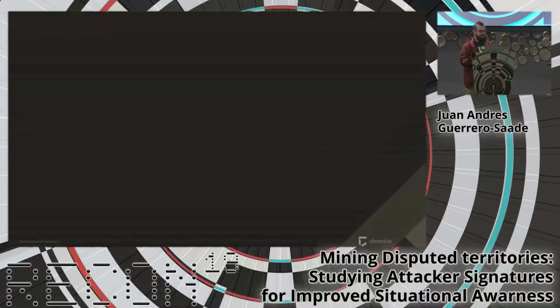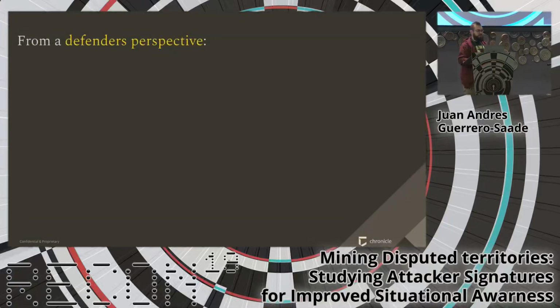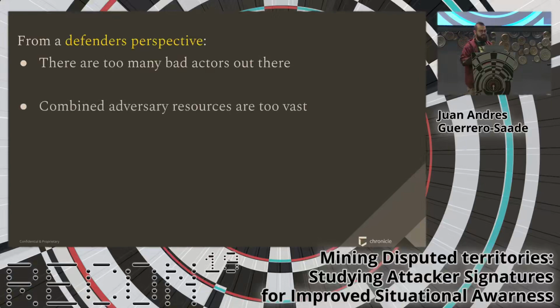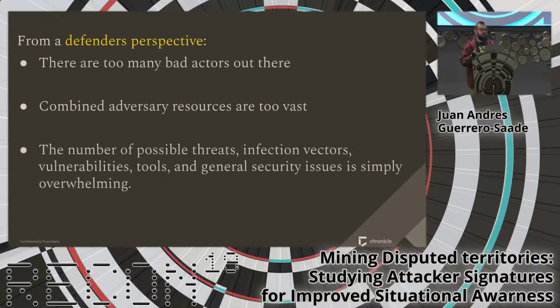Let's do a tiny bit of an intro, right? So from a defender's perspective, you basically have way too many bad actors, too many people out there trying to do damage. You've got this combined adversarial resources that are simply overwhelming. There's just too much happening out there in comparison to the amount of budget, people, and resources that you have in-house to try to combat that. And the number of possible threats or infection vectors, vulnerabilities, tools, general security issues, the amount of things that you should be taking care of is simply overwhelming.